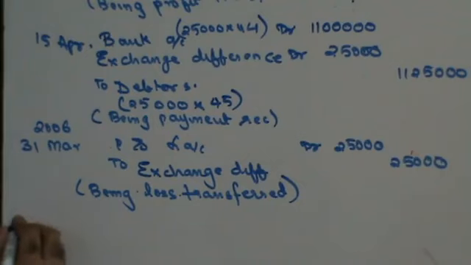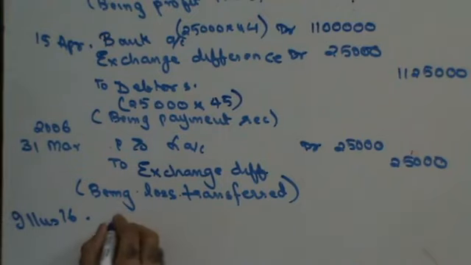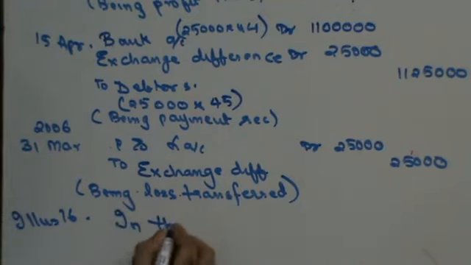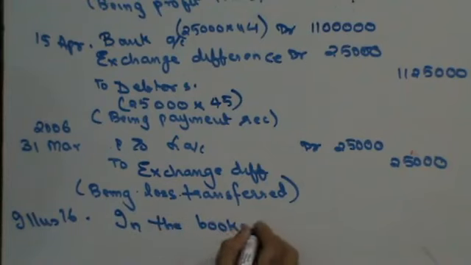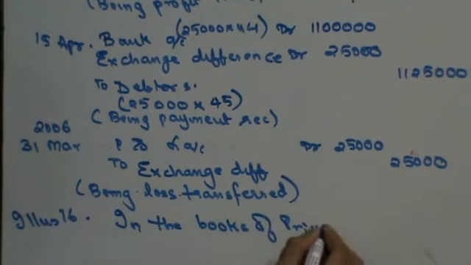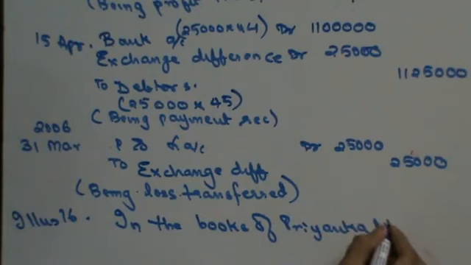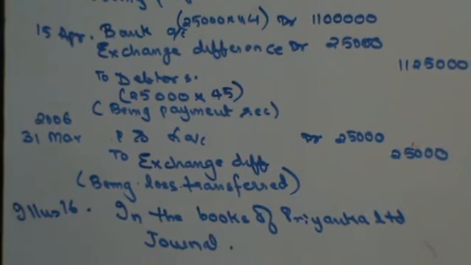Question number 16. They are saying, pass journal entries in the books of Priyanka Limited. Journal. Right? Now, they are saying that Priyanka Limited exported goods to Jerry Trading Company of Germany worth $90,000 on 10th Jan 2006.